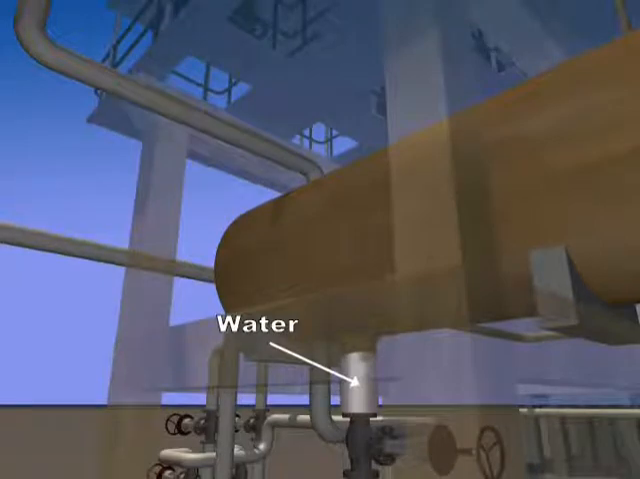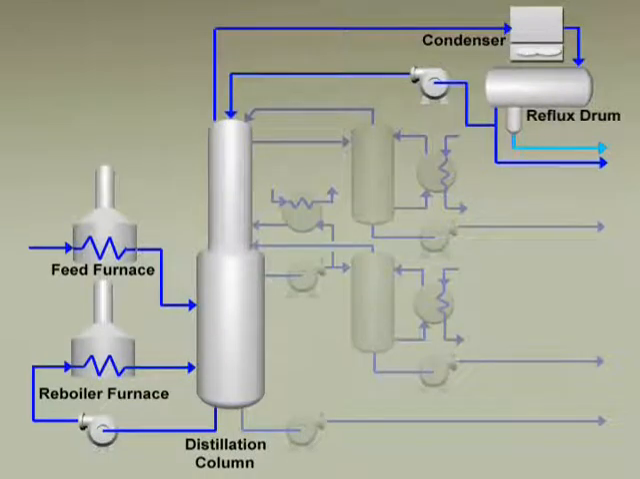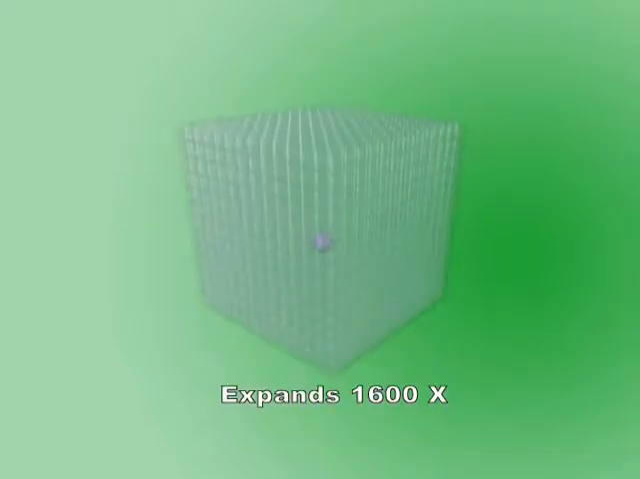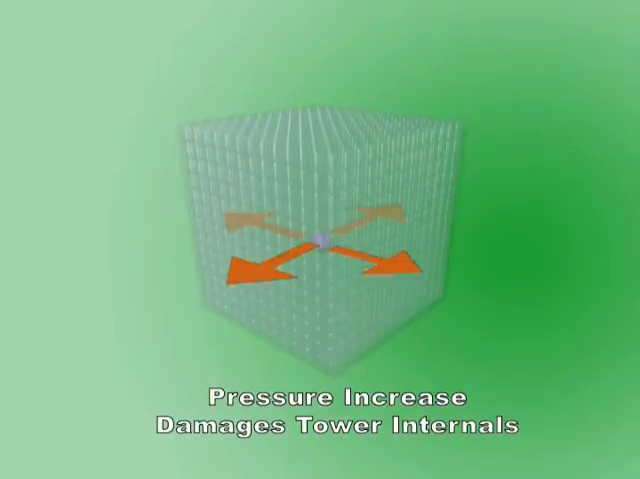Water collected at the reflux drum needs to be properly drained. If it is not properly removed from the pump-around system, the cold water entering back into the column can have disastrous results. Cold water will expand about 1,600 times when making contact with hot oil. The expansion will create an enormous pressure increase that can severely damage the tower internals.